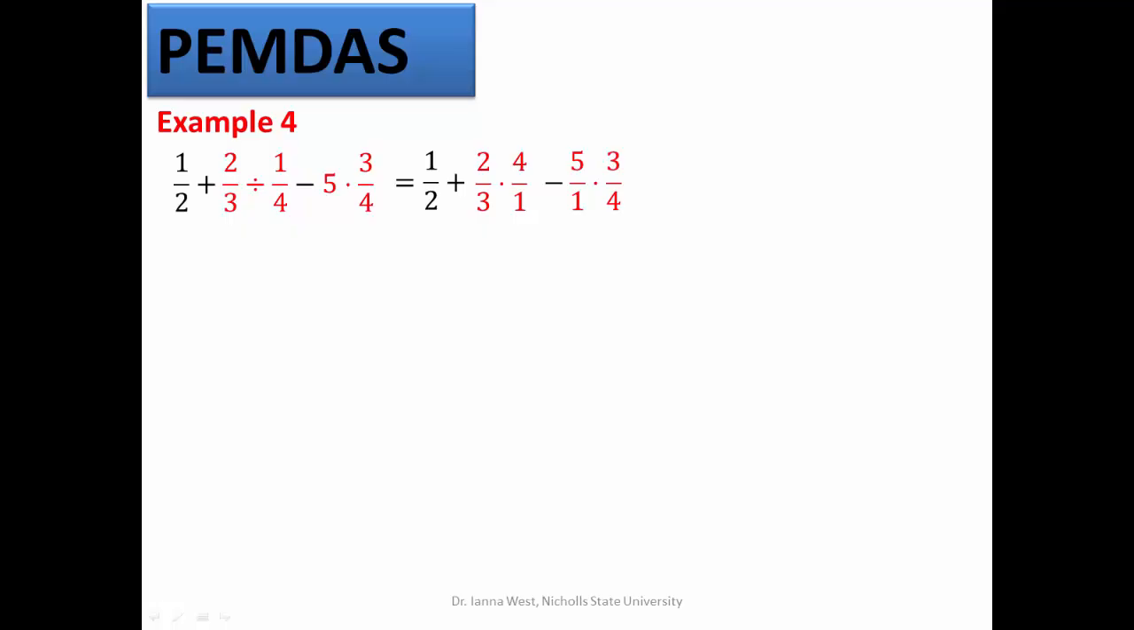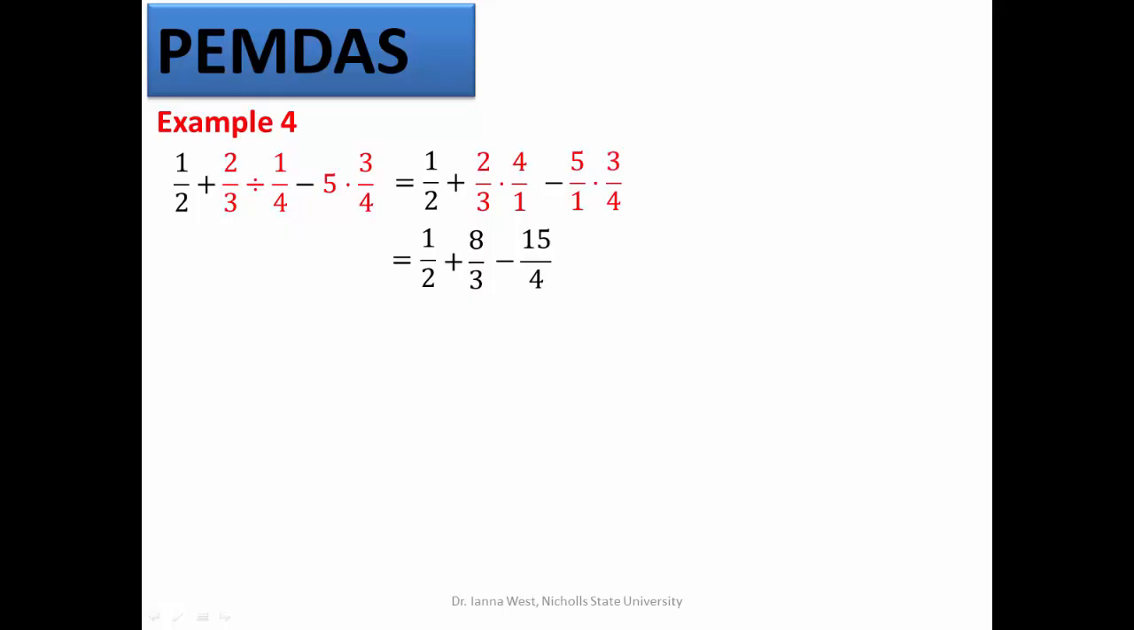We will now carry over the 1/2. At this point, we will perform the operation of multiplication on both products. Performing multiplication in the first product gives us 8/3, and performing multiplication in the second product gives us 15/4. Notice that we only have the operations of addition and subtraction left.